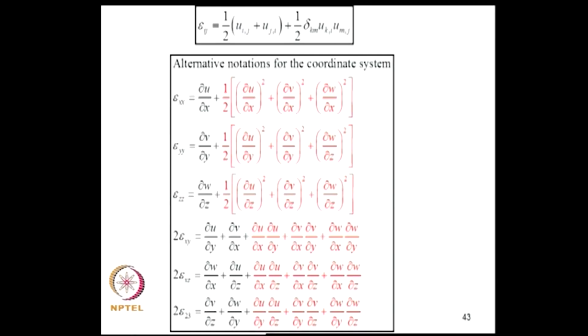There are alternative notations in tensorial notation with repeated indices. All these relations can be compactly written in this form, where repeated indices imply summation and comma implies differentiation. And in terms of xyz coordinates, instead of x1, x2, x3 I will write xyz, and I get this.